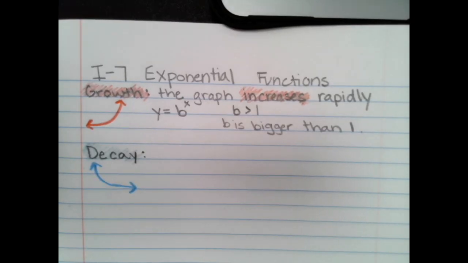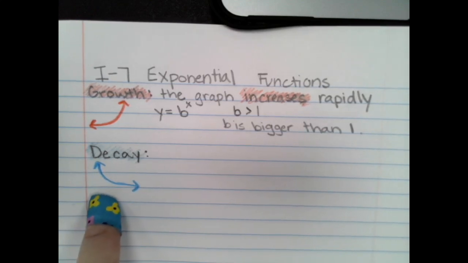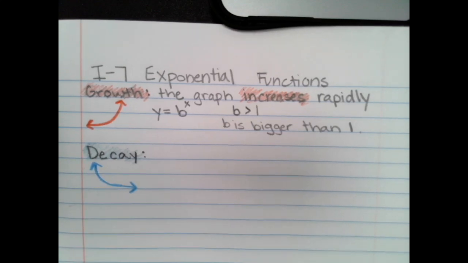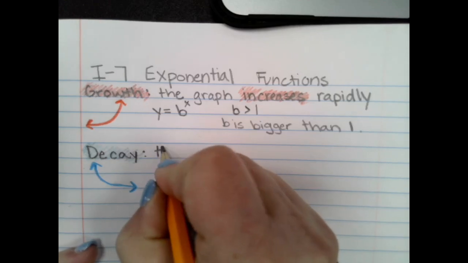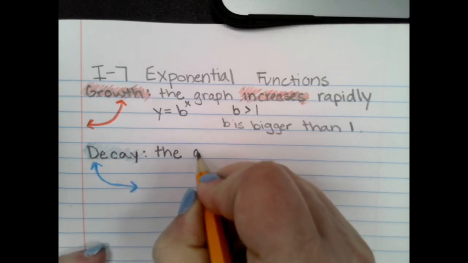Okay, we talk about decay a lot with radioactive decay. When you think about radioactive decay, things will decay a half-life. It'll be half-life, half-life, half-life. Eventually, half of a small amount is a small amount, but when you have a big amount, it gets half easy. So rather than the graph increasing rapidly, the graph will decrease rapidly.